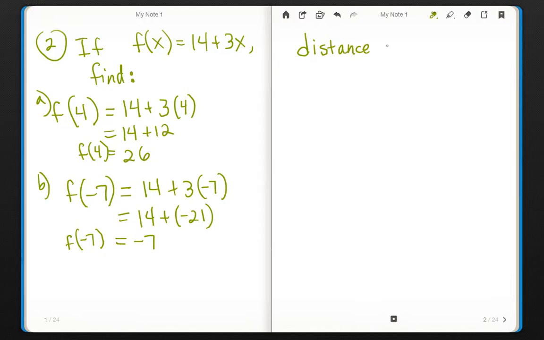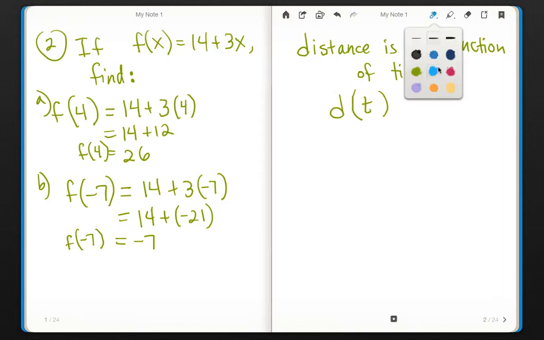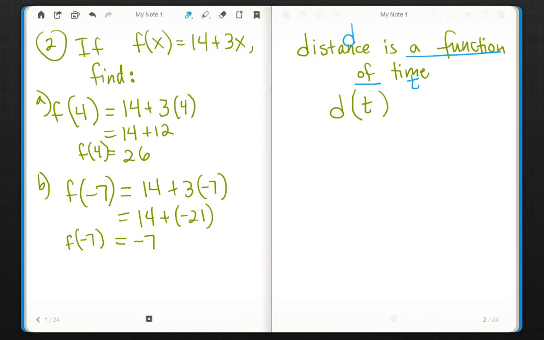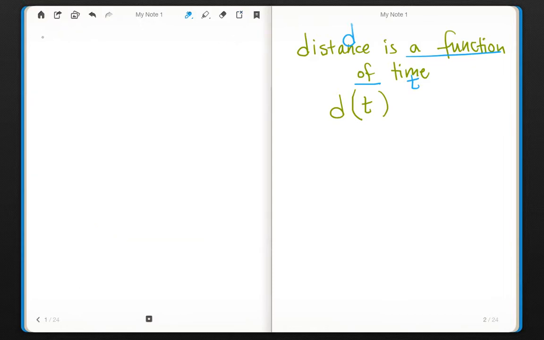Distance is a function of time, meaning the distance is determined by how long, the time that you're driving, the time that you're traveling. And so the way to write that in function notation, distance as a function of time, is d for distance, a function of, and then your time. So whatever it's a function of, that's your input. That's what goes inside your parentheses. So keep that in mind, and let's try this next problem here.